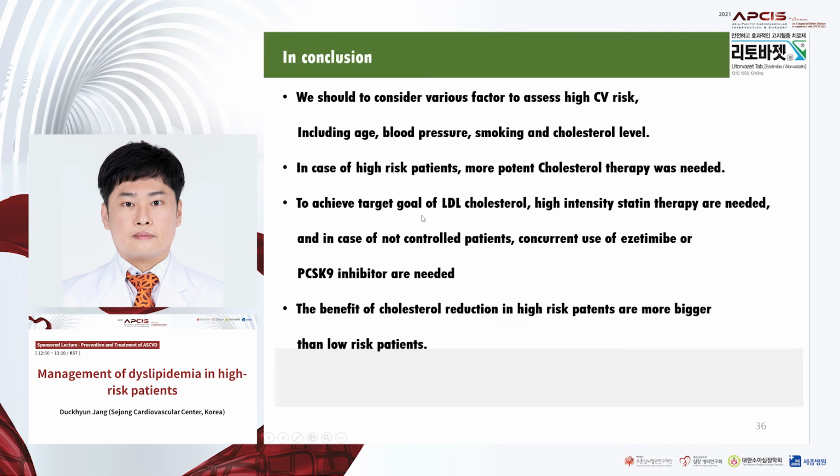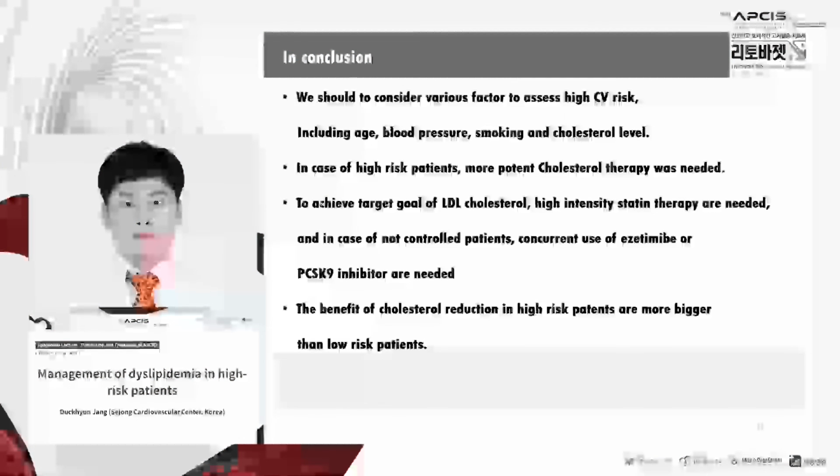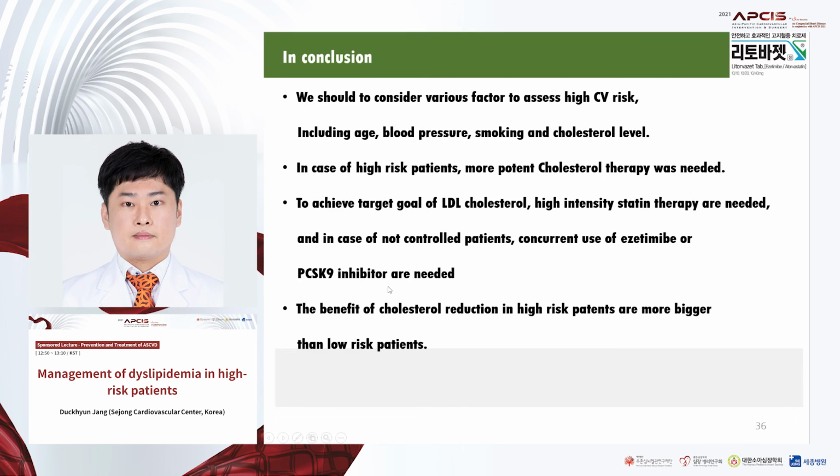In conclusion, we should consider various factors to assess high CV risk, including age, blood pressure, smoking, and cholesterol level. In the case of high-risk patients, more potent cholesterol treatment is needed. To achieve the target LDL cholesterol, high-intensity statin therapy may be needed. And in the case of uncontrolled patients, concurrent use of ezetimibe or a PCSK9 inhibitor is needed. The benefit of cholesterol reduction in high-risk patients is bigger than in low-risk patients.